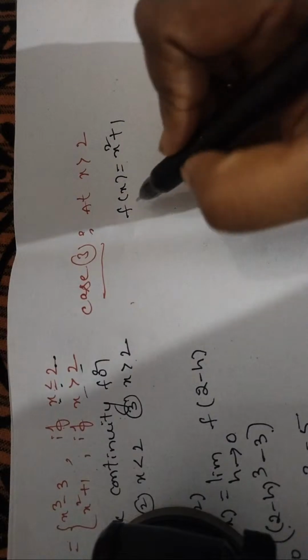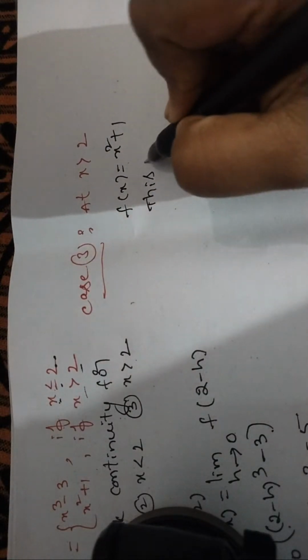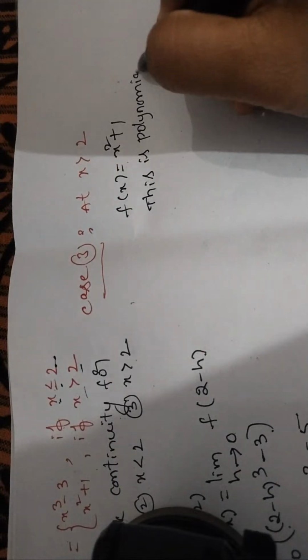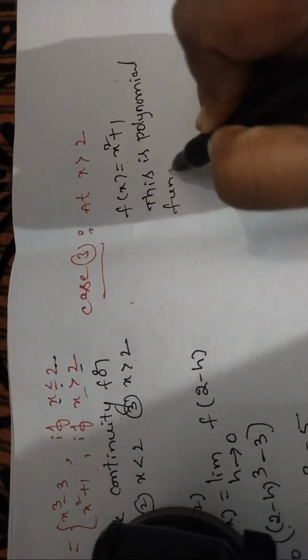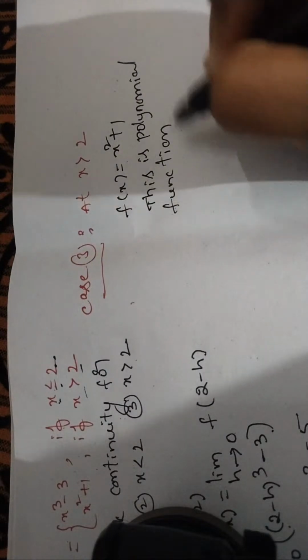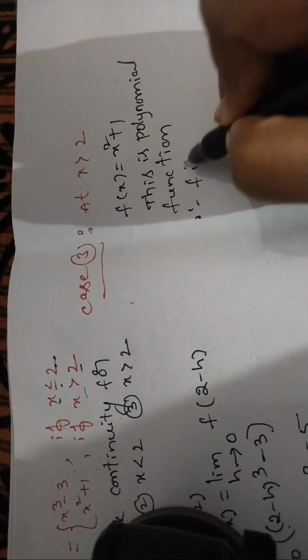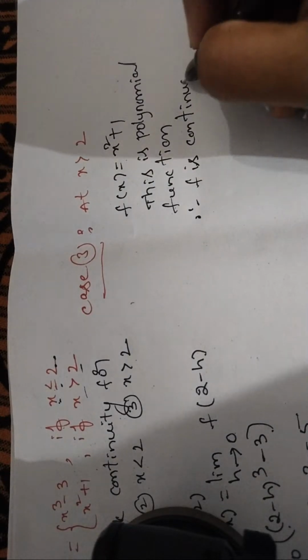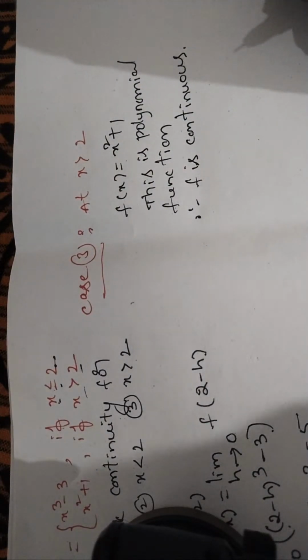This is a polynomial function. Therefore, f is continuous. Now tell me, what is the final conclusion for this question?